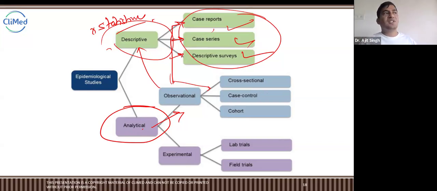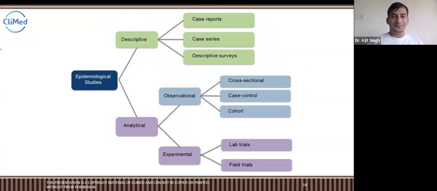Case control means where we compare between cases and controls and we come to a conclusion. So case control studies are usually backward studies. I'll explain it here so you can understand. Last time also I told you there are two terms you have to understand majorly. One is exposure, one is outcome, right?